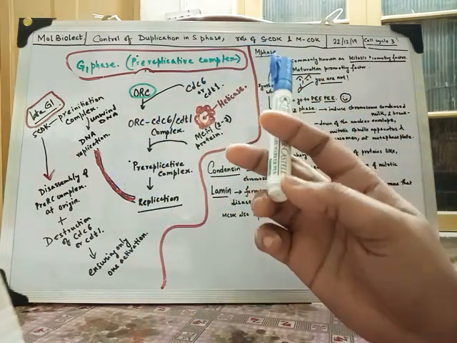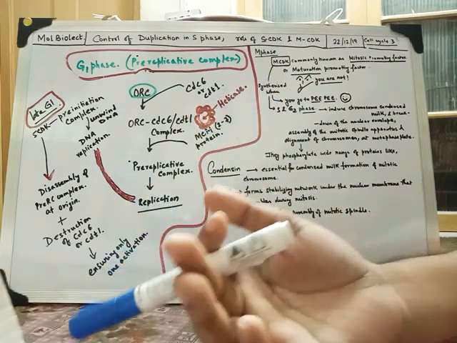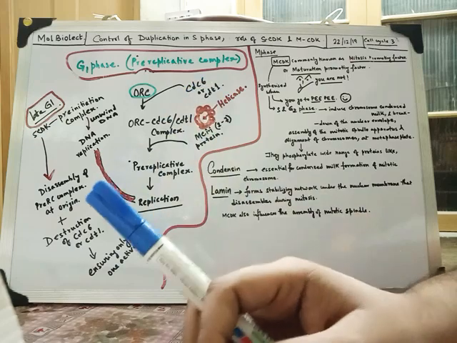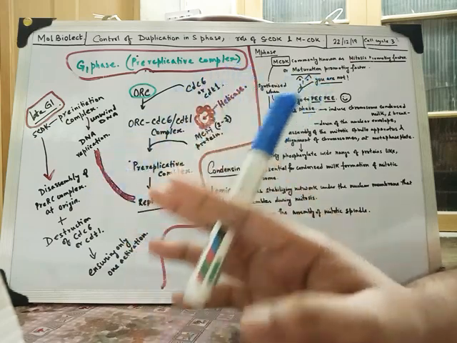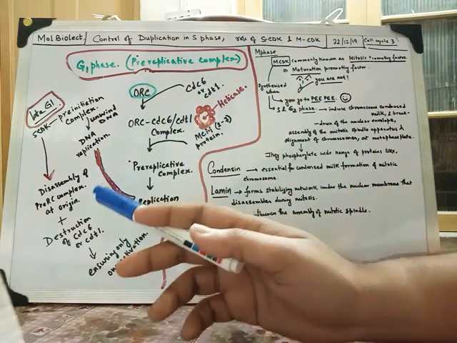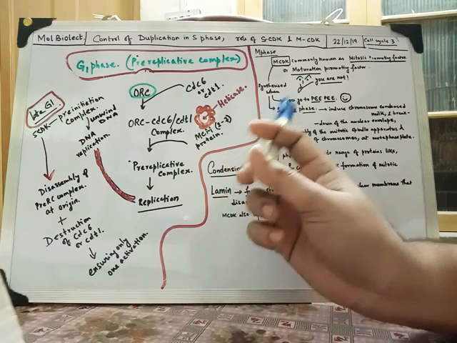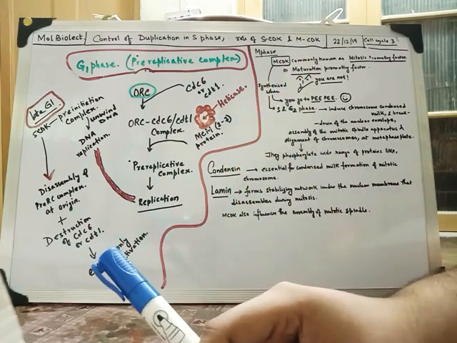Now this MCDK is commonly known as the mitosis promoting factor, or some other scientists like to say maturation promoting factor. This maturation promoting factor is synthesized during the G2 phase.